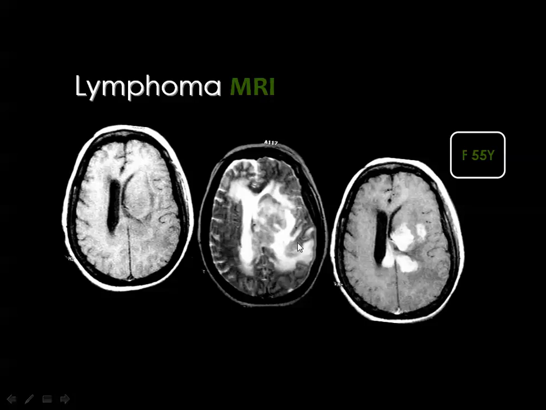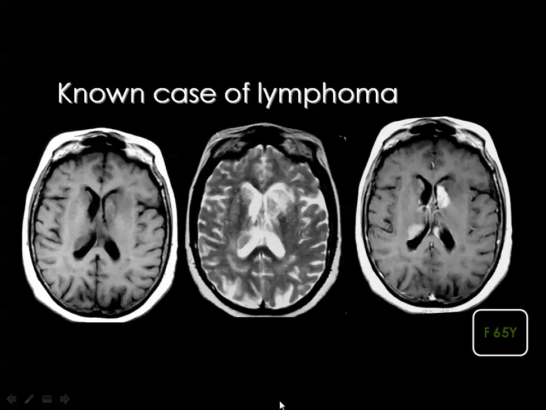in the T2 surrounded by perifocal brain edema. After contrast injection, you see homogeneous enhancement of the lesions. And this is also a case of lymphoma showing low signal in the T1, high signal in the T2, some perifocal brain edema around the lesions, and homogeneous post-contrast enhancement.